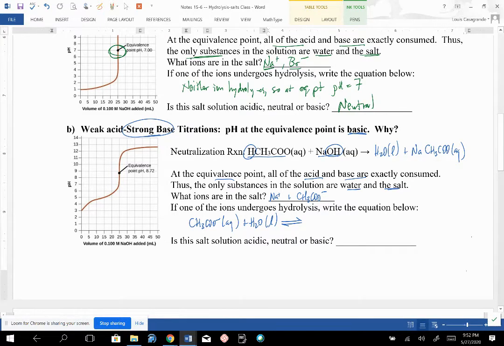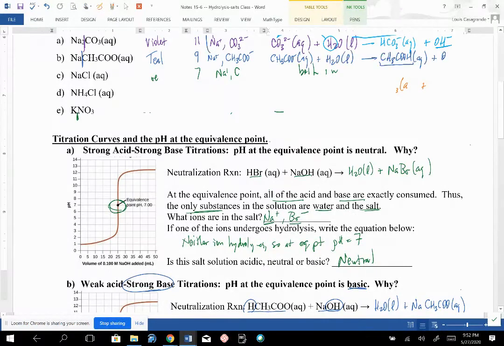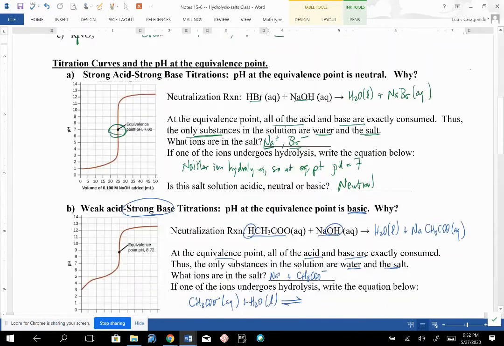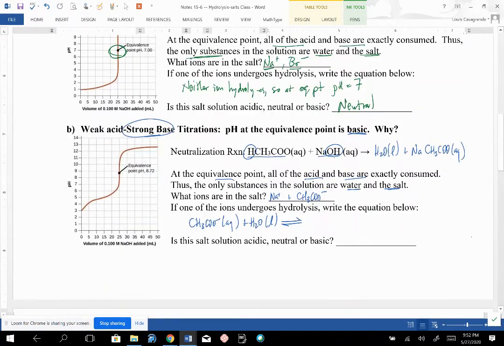Now, let's go back up to the top and rewrite those as equilibria. These are actually equilibrium reactions. Only when they hydrolyze, though. Only when they hydrolyze. So we can make those equilibrium reactions. Now let's come back down. And what do we make? We make our acetic acid.